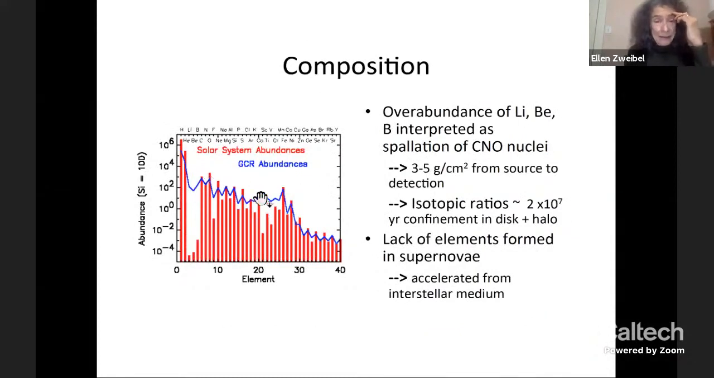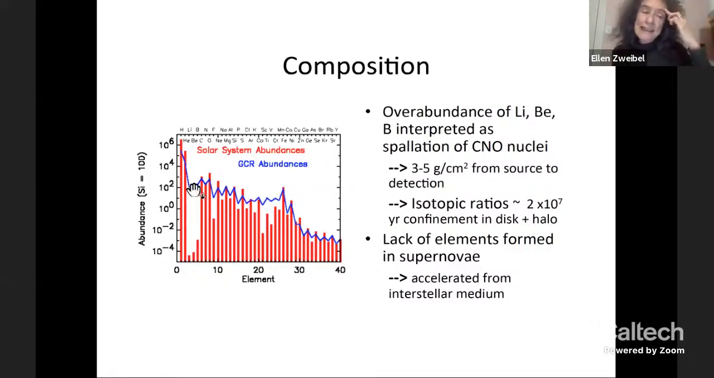So what about the composition of cosmic rays? Well, here it is compared to solar system abundances. And it's actually not that different from the solar system, with the notable exception of this enrichment of light elements, lithium, beryllium, and boron. And their abundance is usually interpreted as being due to spallation of carbon, nitrogen, and oxygen cosmic rays on interstellar material.